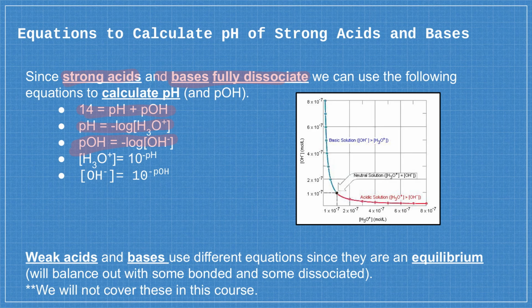The concentration of the hydronium ion is 10 to the negative pH, and the concentration of the hydroxide ion is 10 to the negative pOH. Like I said, weak acids and weak bases use different equations since they are an equilibrium, which will balance out with some bonded and dissociated. So we will not cover these in this course. We will talk about them at length in AP Chemistry.